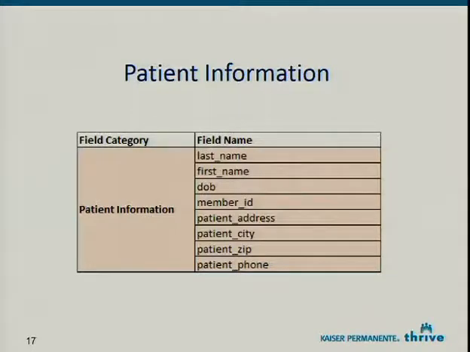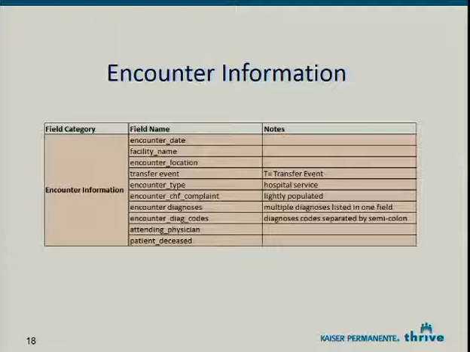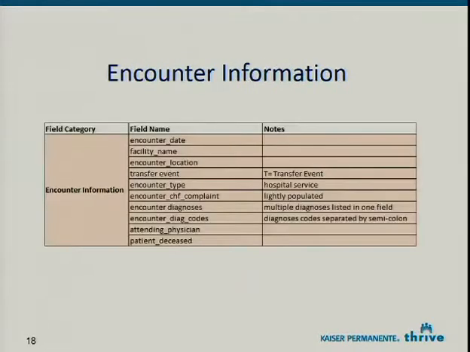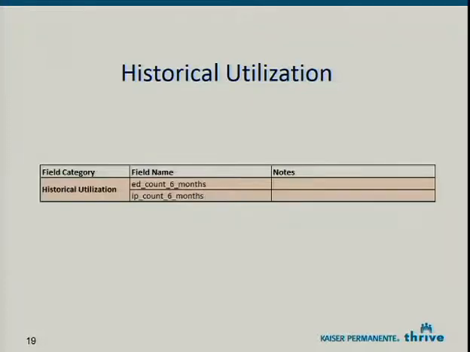So there's basically a patient file, which gives you the standard name, date of birth, member ID, address. Then an encounter file, so you get the date, the facility, the location, and the transfer event, like how did the patient arrive, how did the patient leave, and the encounter type, was it ED only, hospital service, chief complaint, chief diagnosis, other diagnosis codes, attending physician, and a deceased flag. And then finally, a historical utilization count. This is really a flag of ED count in past 6 months and inpatient count in past 6 months. So this isn't all the detail, but these 3 slides comprise the bulk of what we're talking about with the EDIE system.